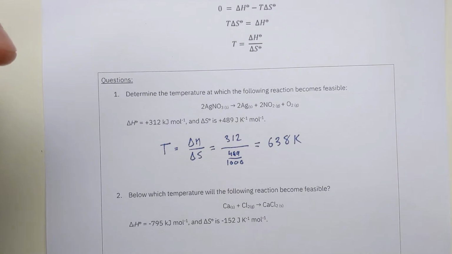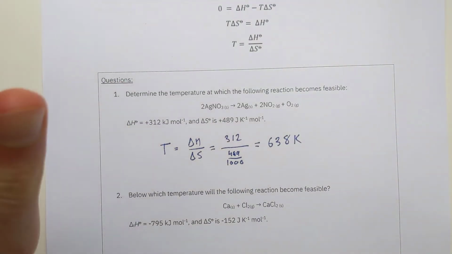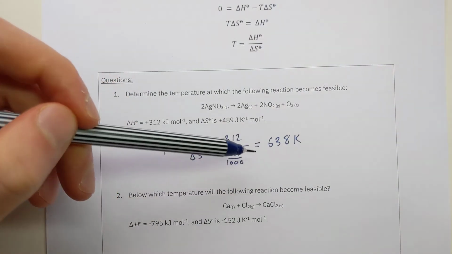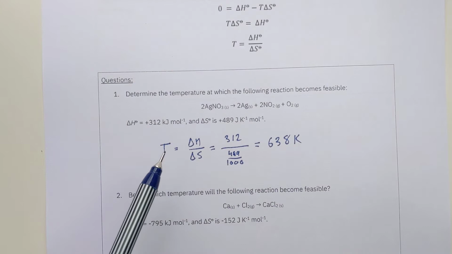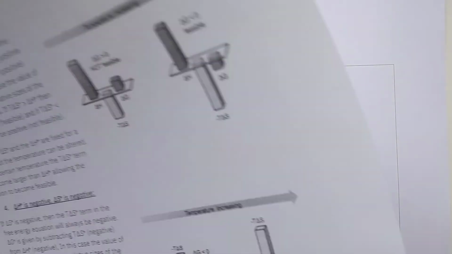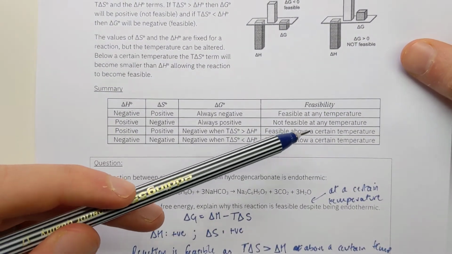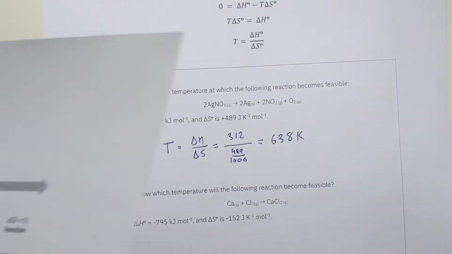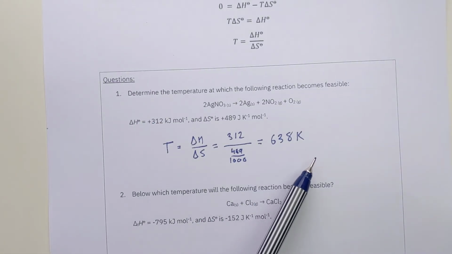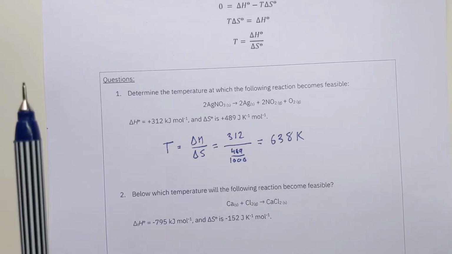So what we're saying is that the following reaction becomes feasible at 638. You might be a bit confused by what we're saying here. Is it saying that above that or below that we get a feasible reaction? Again, if you think about it, the delta H and the delta S are both positive here. So what we said before, on the previous page, is that if they're both positive, it becomes feasible above a certain temperature. So what we're really saying is this reaction becomes feasible when you get higher than 638. But the tipping point, the important temperature, is at 638.